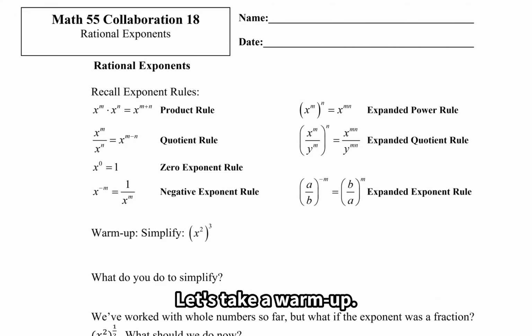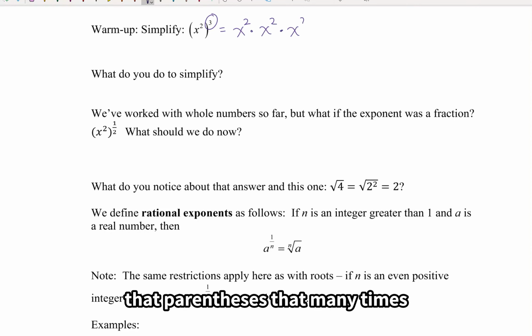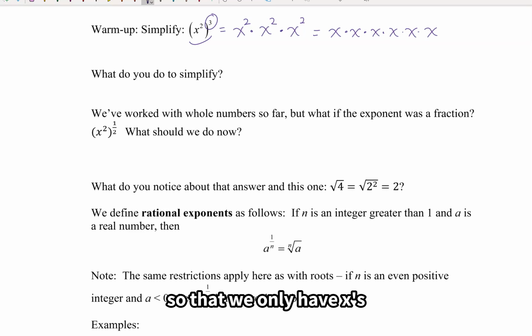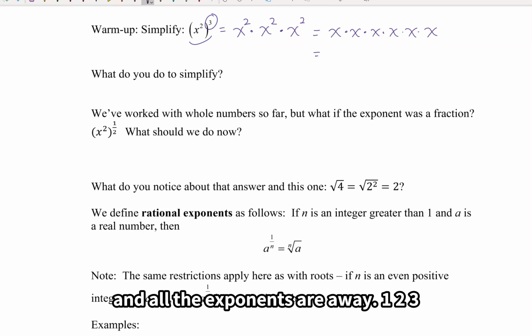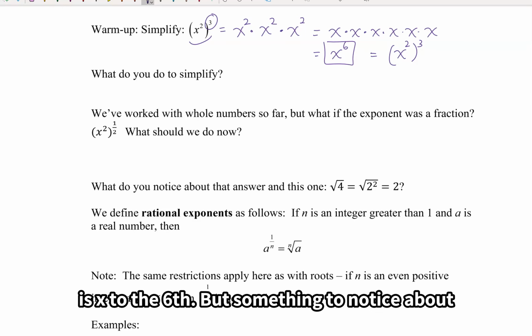When we simplify x squared to the third power, this outside exponent says we're going to write whatever's inside that parentheses that many times. So we write it 3 times. x squared is really just x times x, so we could rewrite it so that we only have x's and all the exponents are away. 1, 2, 3, 4, 5, 6, and then we have x to the 6th power. So x squared to the third power is x to the 6th.